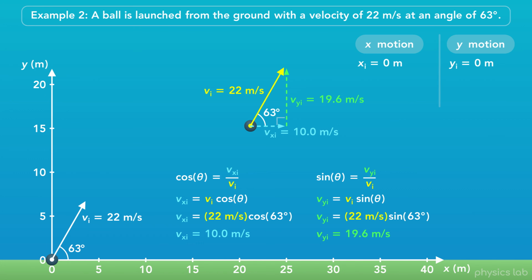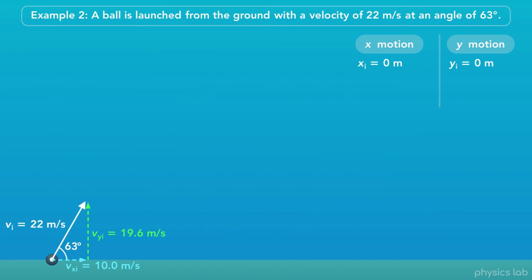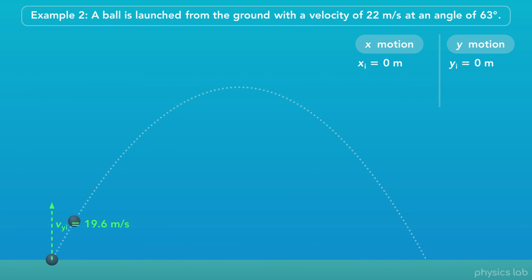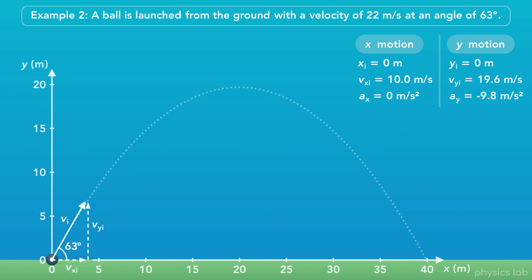Cosine and sine don't always go with x and y. Just remember that cosine is for the component adjacent to the angle we're using, and sine is the component opposite from the angle. So these are the initial x and y velocities. When the ball is launched, its actual velocity is 22 meters per second in this direction, but it's moving up at 19.6 meters per second, and it's moving to the right at 10 meters per second at this initial time. Now we have all the initial values.